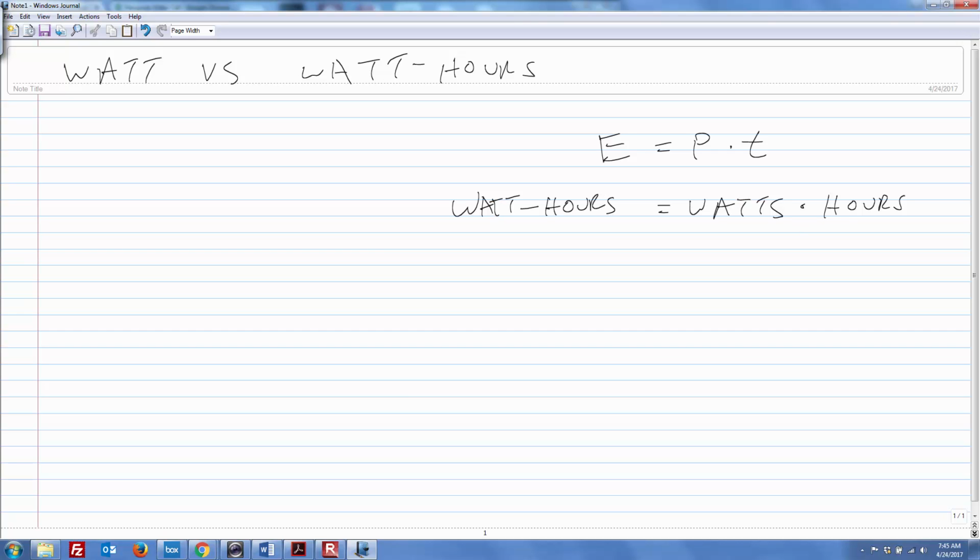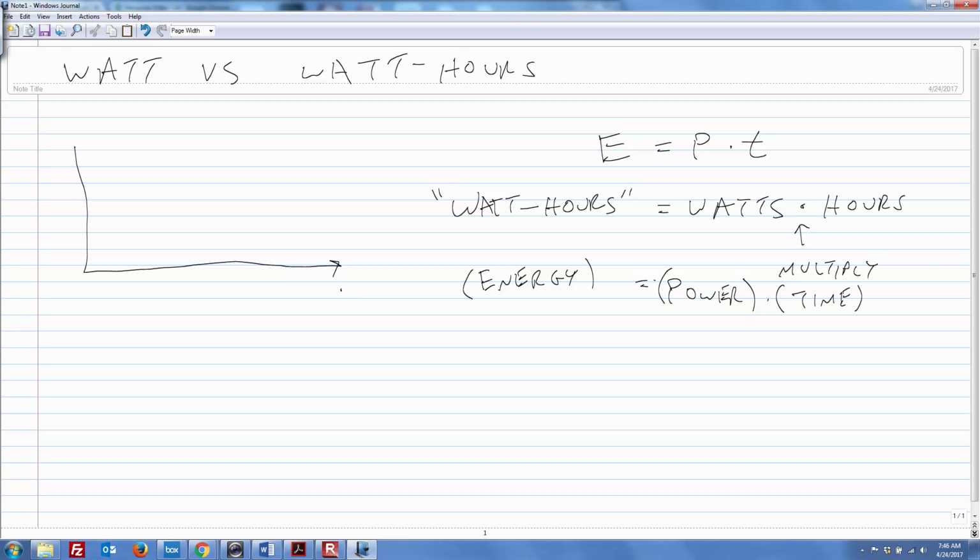So in this case, this dot means multiplication, and the dash, watt hours, is actually a name of electricity. So this is energy equals power times time.